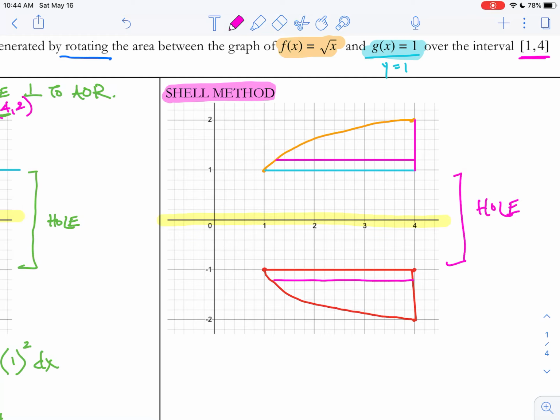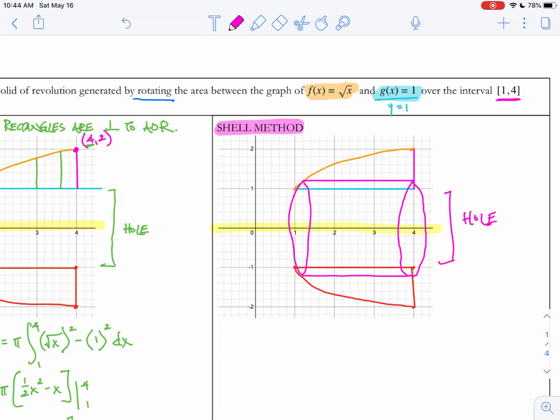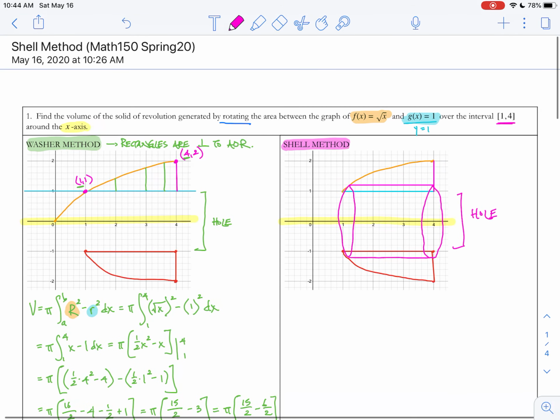Remember, a shell is a cylinder, not like a seashell, but like a toilet paper roll. So if I were to sketch in the shell, I would have one kind of like that. Whoa, not what I wanted. So let me try that again. Okay, and then over here. So we've sort of made it three-dimensional for ourselves. All right, that is one example shell.